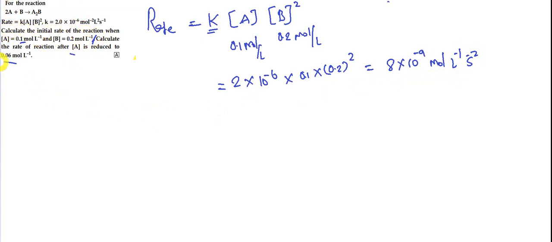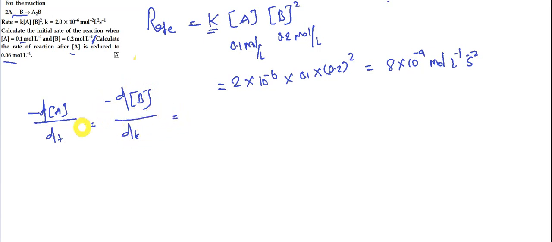Up to this. Now calculate the rate of the reaction after A is reduced to 0.06 mole. Let us write the rate equation here. So the rate equation for this reaction is, rate of concentration of A with respect to time dt, that is equal to difference in concentration of B with respect to time. These two are reactants, so we have a minus sign. So this is product, concentration of A2B, right, with respect to time. This is a rate equation as we know, right?